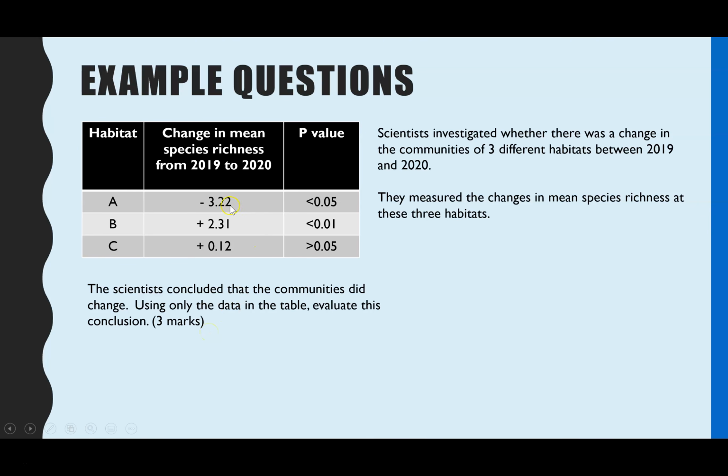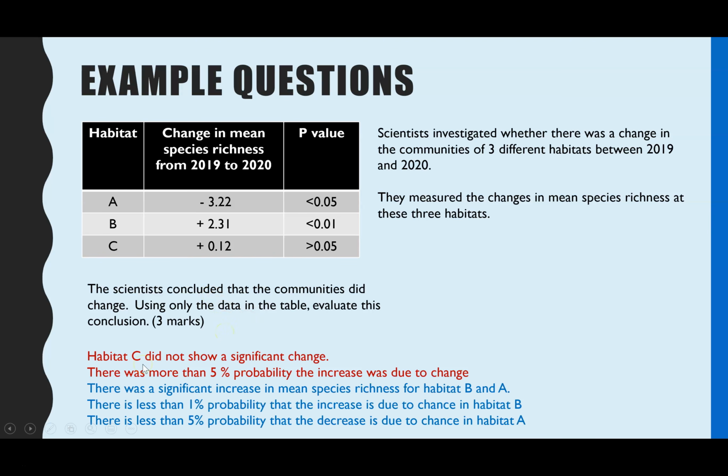So we have to use these 3 rows of data to see which support the conclusion that there was a change and which, if any, don't support the conclusion that there was a change. So in red is the data that does not support the conclusion. So habitat C, our p-value is greater than 0.05, which means there is more than 5% probability that the increase in mean species richness that we see here was due to chance. And because we've got more than 5% probability, that means it does not show a significant change.